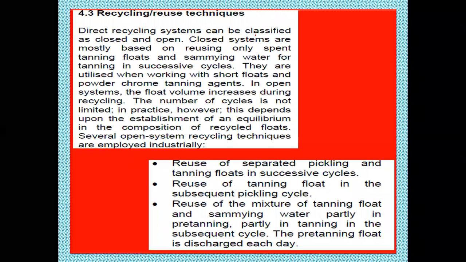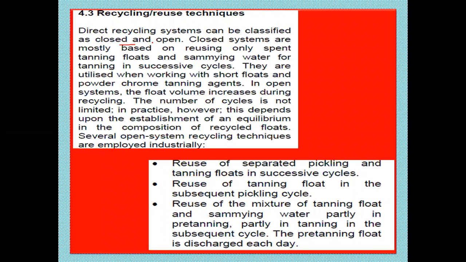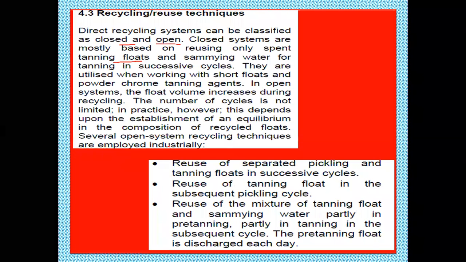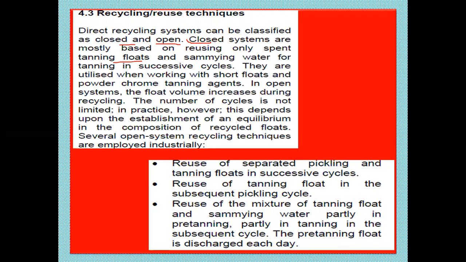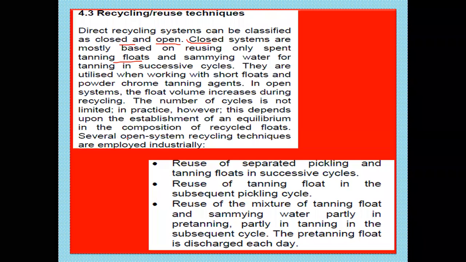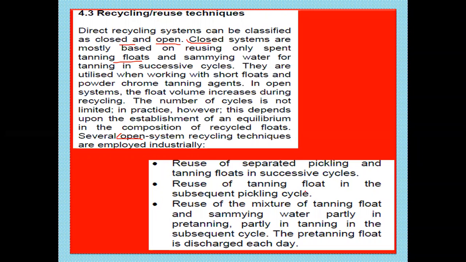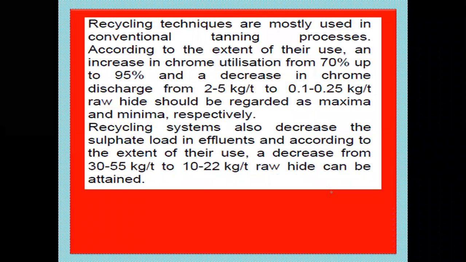Recycling techniques. Direct recycling techniques can be classified as closed and open techniques. Closed systems are mostly based upon reusing only spent tanning fluids and soaking water for successive recycles, and open cycles. Several open system recycle techniques are employed industrially. So these are the closed cycles, and these are the open systems. The reuse of separated pickling and tanning floats in successive cycles. Reuse of tanning float in the subsequent pickling cycle. So like this, you have to write the recycling techniques whenever it is asked.